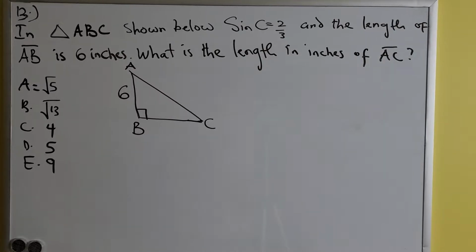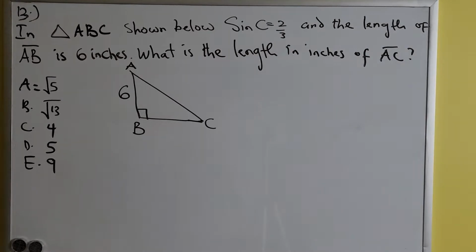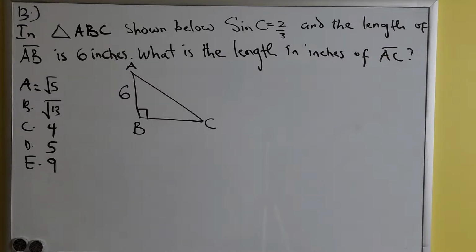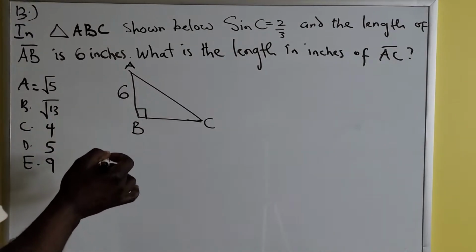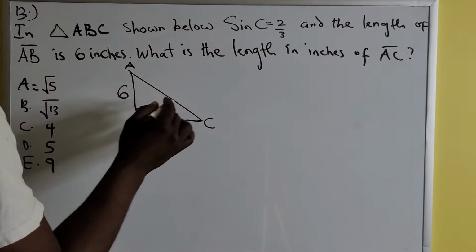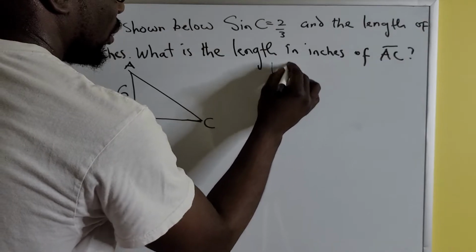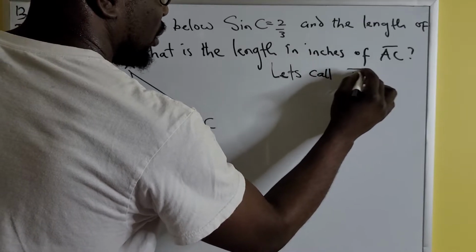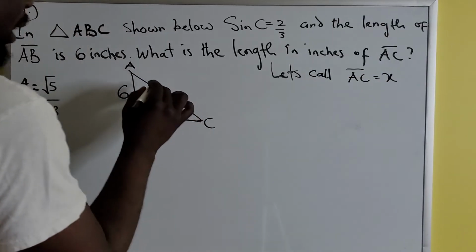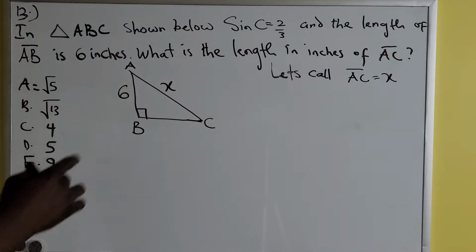Question 12 says, in triangle ABC shown below, sine C is equal to 2/3, and the length of AB is 6 inches. What is the length in inches of AC? So we are given this, we are asked for AC right here. So let's call AC X. So I'm going to write X here. That's what we're looking for, X.